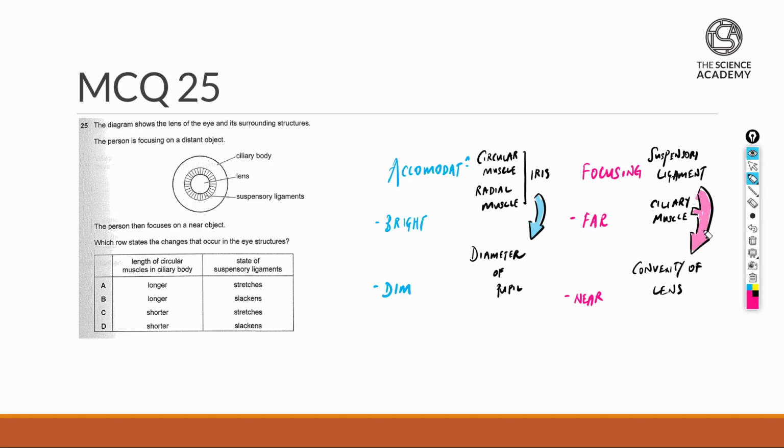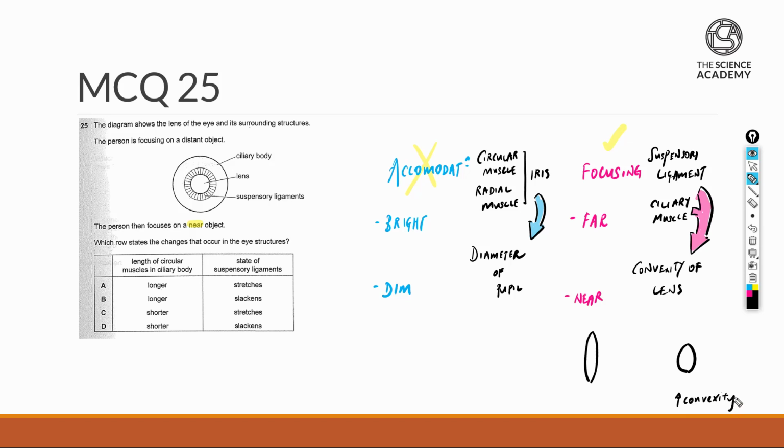Now, if we look back into the question, the factor for consideration is a near object, so focusing will be the direction that we're looking at here and not accommodation. So we are given ciliary body, lens, as well as suspensory ligament. For a near object, the lens will modify from a regular size lens, and as a modification, the lens actually becomes shorter and thicker, and this increases its convexity.